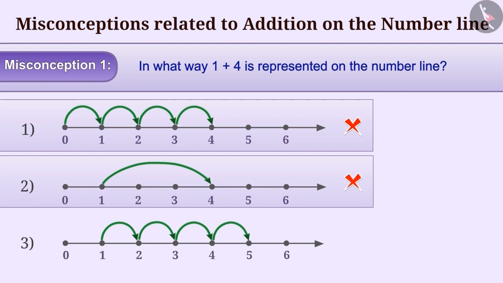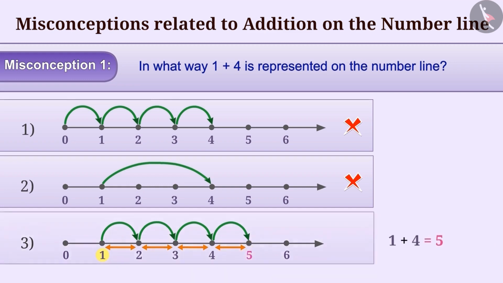To show addition of 1 and 4 on the number line in a correct way, we have to start with the first number, then take 4 steps of unit distance each towards right. By doing so, we reach number 5. With this understanding, option 3 is the right answer.